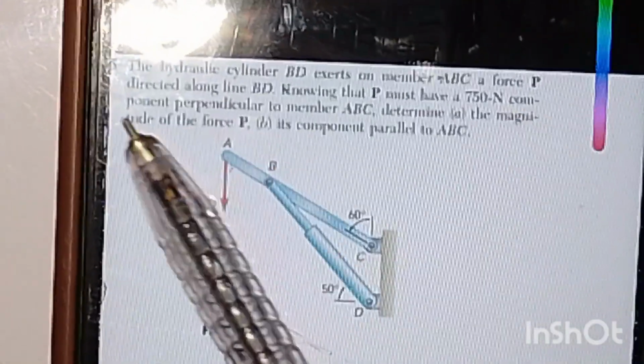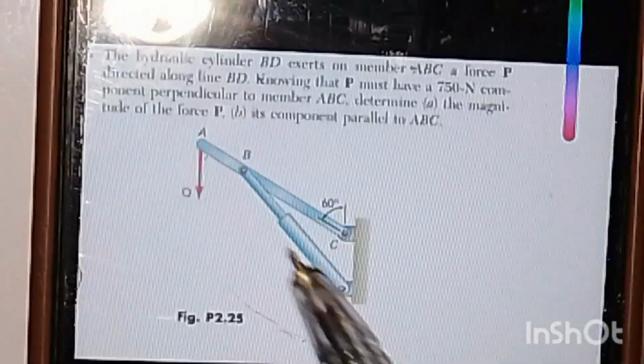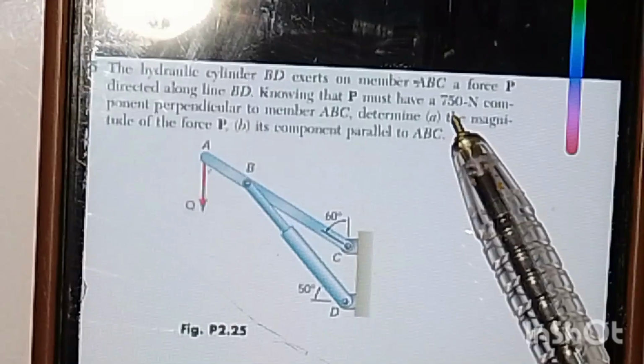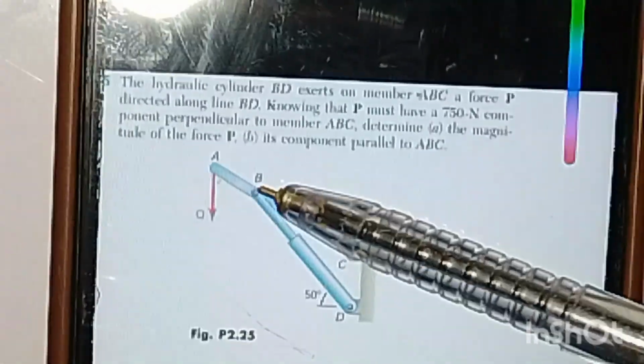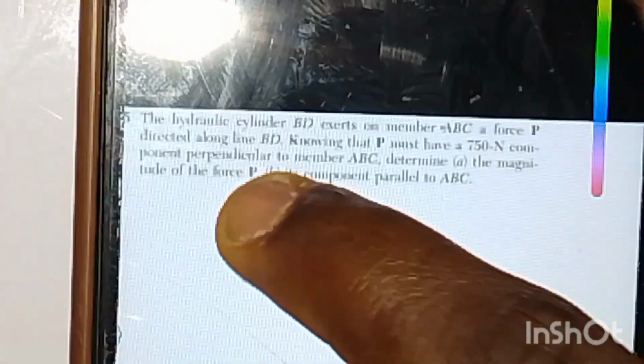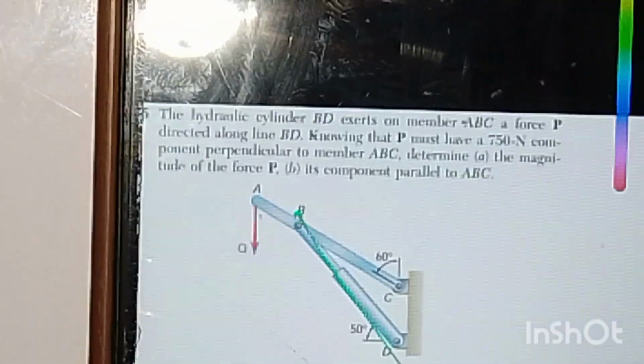The question says the hydraulic cylinder BD exerts on a member ABC a force P directed along line BD, knowing that P must have a 750 Newton component perpendicular to member ABC. Don't forget that if there is a particular force P acting along this line BD, the force will go in this direction, along this BD.